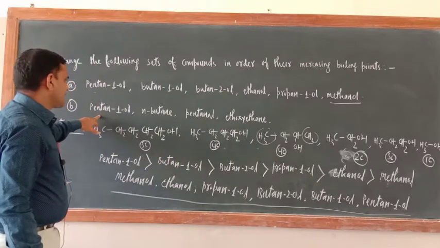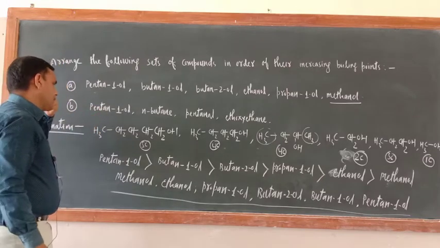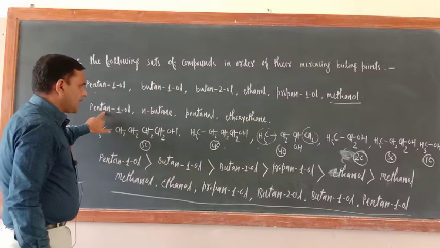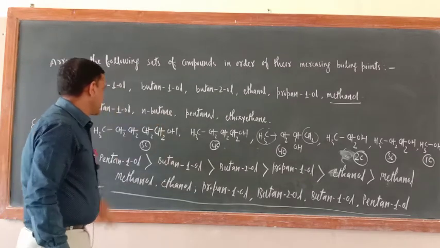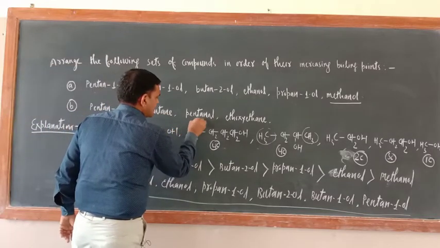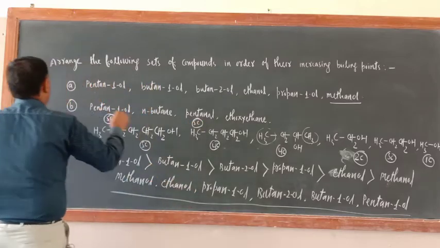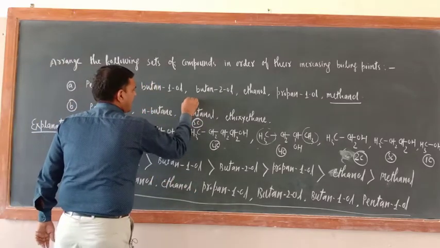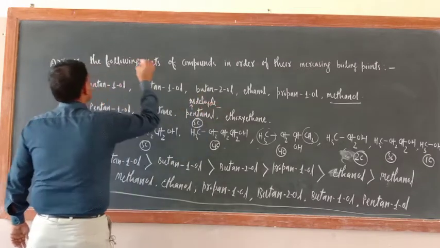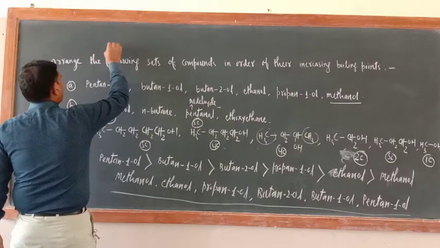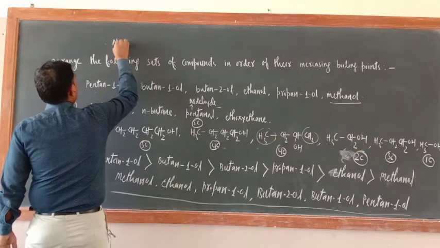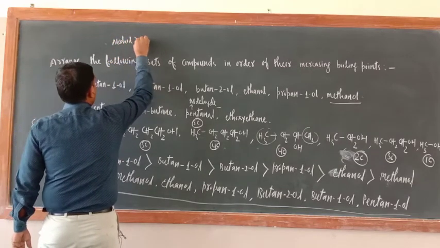Same is the case with the second set. How will you explain this one? The procedure is the same: pentan-1-ol is the highest. But the question is that here also 5 carbon atoms are there, and here also 5 carbon atoms. Just see what this one is: this is an aldehyde. I am writing here the boiling point order for different organic compounds. Alcohol is the highest, due to hydrogen bonding.